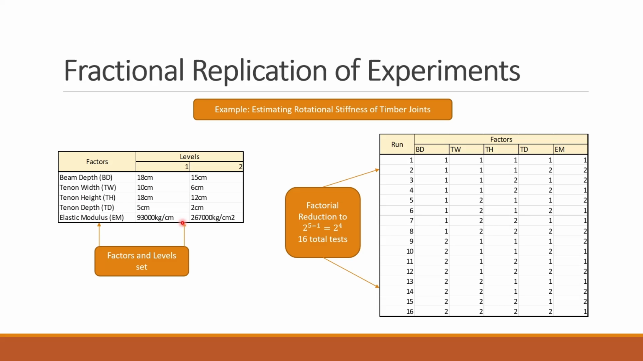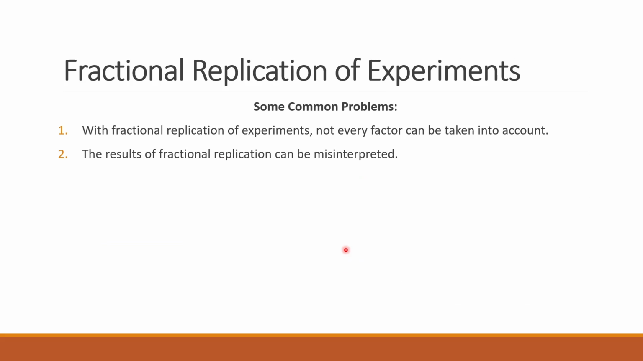This is not a viable option to have that many tests, so the experiment was reduced through fractional replication over here to 2 raised to the 4th, or 2 levels raised to 4 factors, and that came out to 16 total tests instead of the original amount of 32.